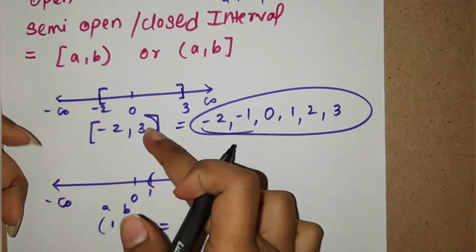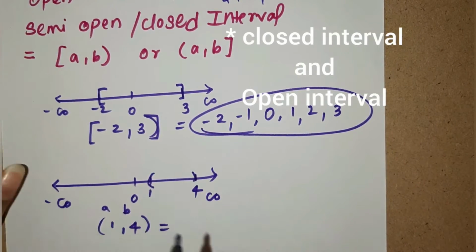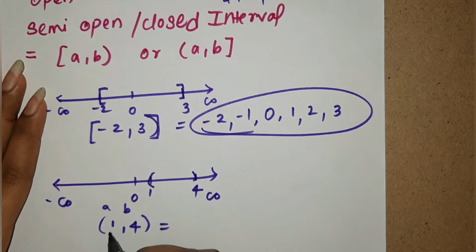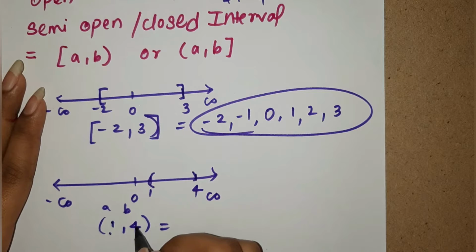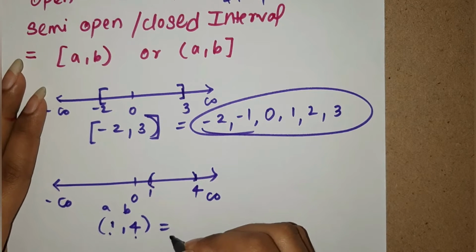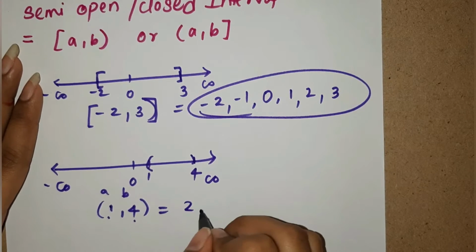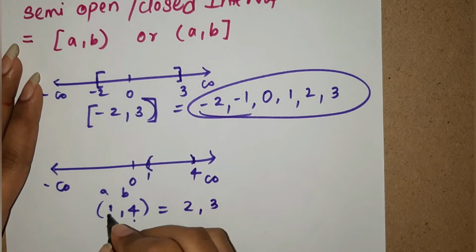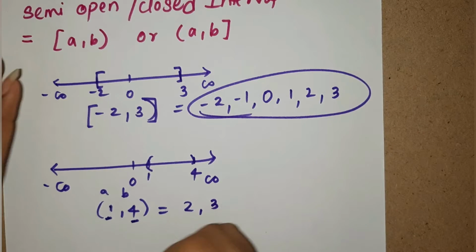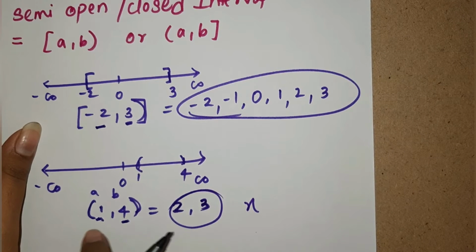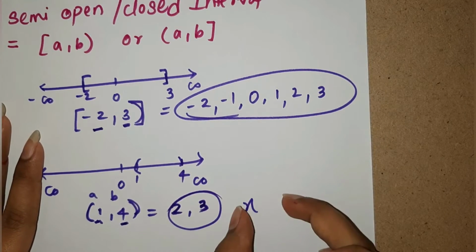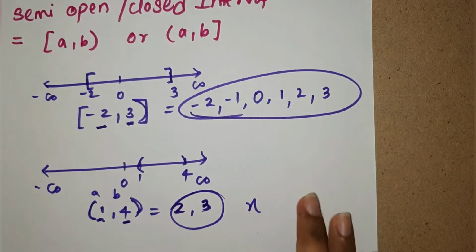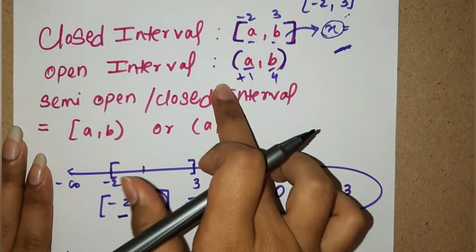The difference between open interval and closed interval is only that we do not consider the a and b values. We do not consider the first and the last value which x can take. So which values would we consider now? We will consider 2 and 3. We will not consider 1, we will not consider 4. So instead of writing like this, we will write it like this. This is the range of values that x can take. That's the only difference between closed interval and open interval.